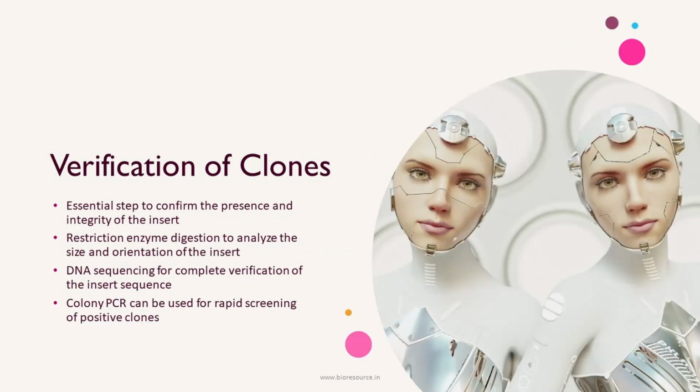Now we have the clone verification. How do we verify we have the correct insert? To verify the clones, it is essential to ensure the successful incorporation of the desired DNA into the vector. Restriction enzyme digestion of the recombinant plasmid allows for analysis of insert size and orientation within the vector, and DNA sequencing provides ultimate confirmation of the insert sequence, ensuring it matches the target DNA.